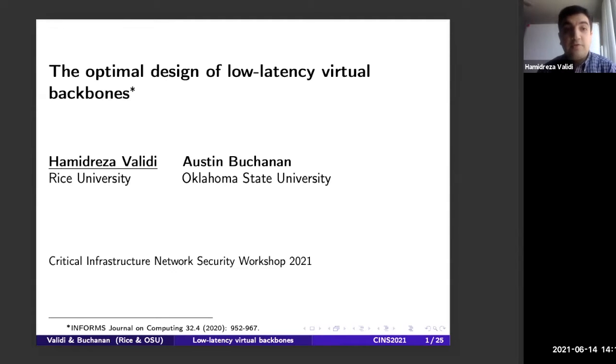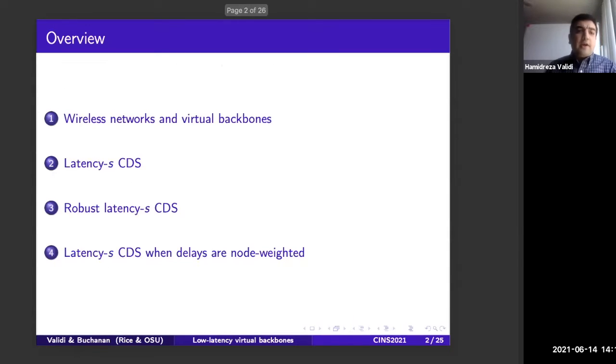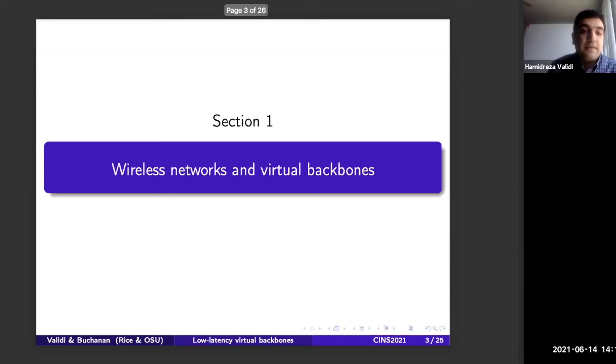Today I'm going to talk about the optimal design of low latency virtual backbones. Please feel free to unmute yourself and ask your question if you have any during my presentation. My presentation will have four sections. First of all, I will go through the application and the definition of the virtual backbones. Then I will talk about the problem.